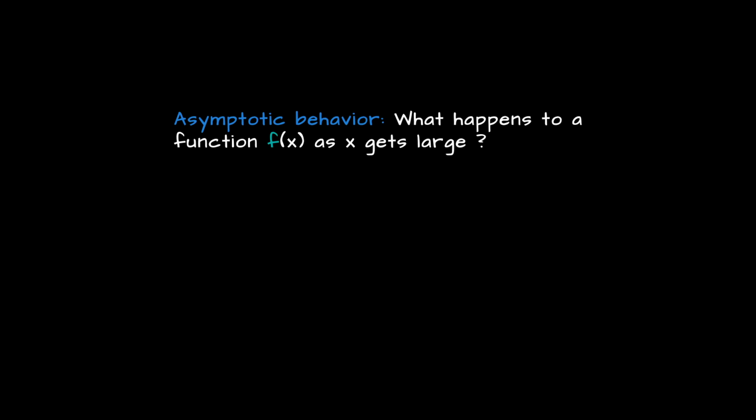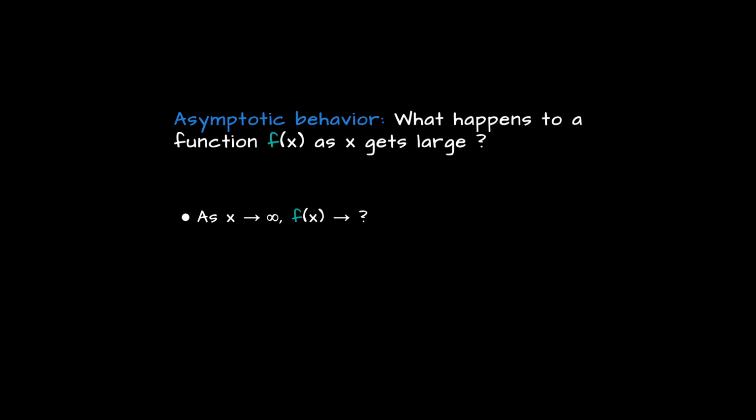What these last two observations are getting at is the so-called asymptotic behavior of a function. Fancy sounding word, but all it's driving at is the question, what happens to a function, f of x, as the input x gets large? Or in other words, what is the long-range behavior of a function like?